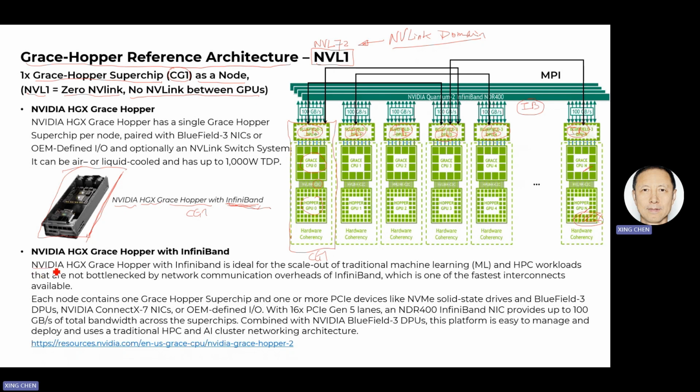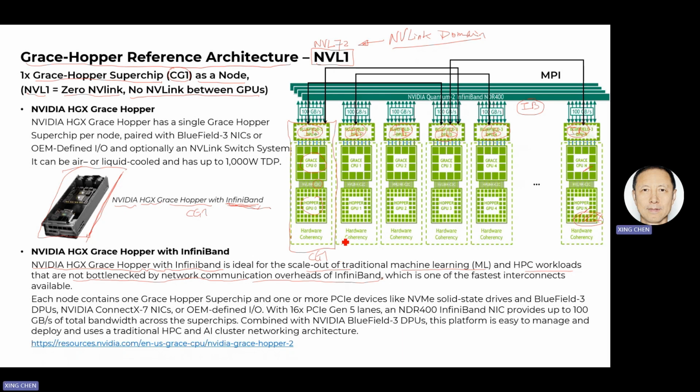Here we have some advertisement from Nvidia. It is basically saying that this CG1 node, this Grace Hopper with InfiniBand, is ideal for the scale-out of traditional machine learning and HPC workloads that are not bottlenecked by network communication or hit limits of InfiniBand. So if you have InfiniBand, basically Nvidia is saying this network is good for these two kinds of workloads. Okay, so that's fine.